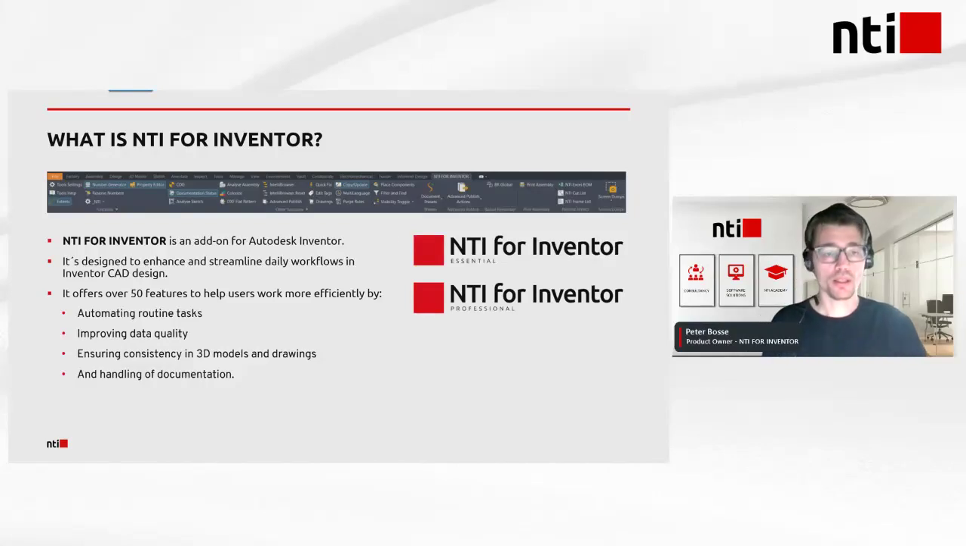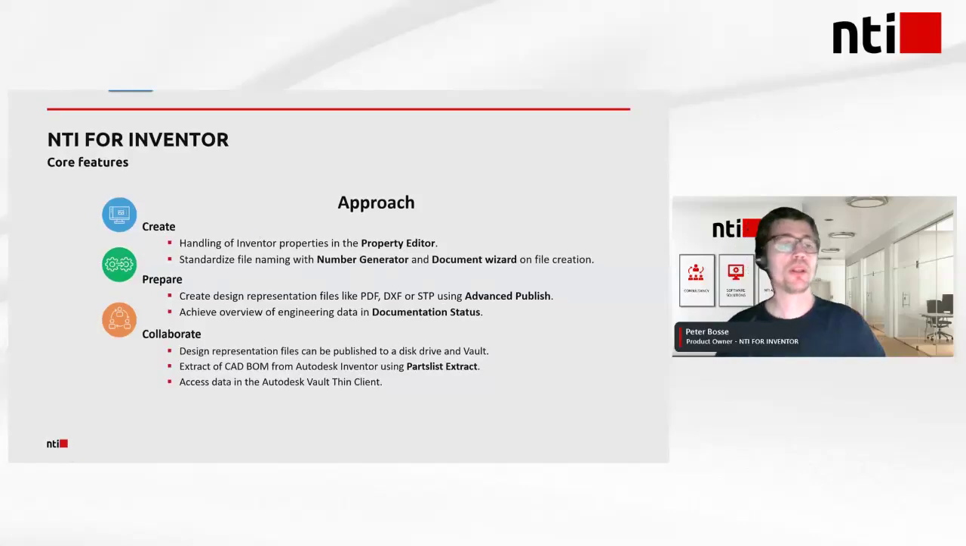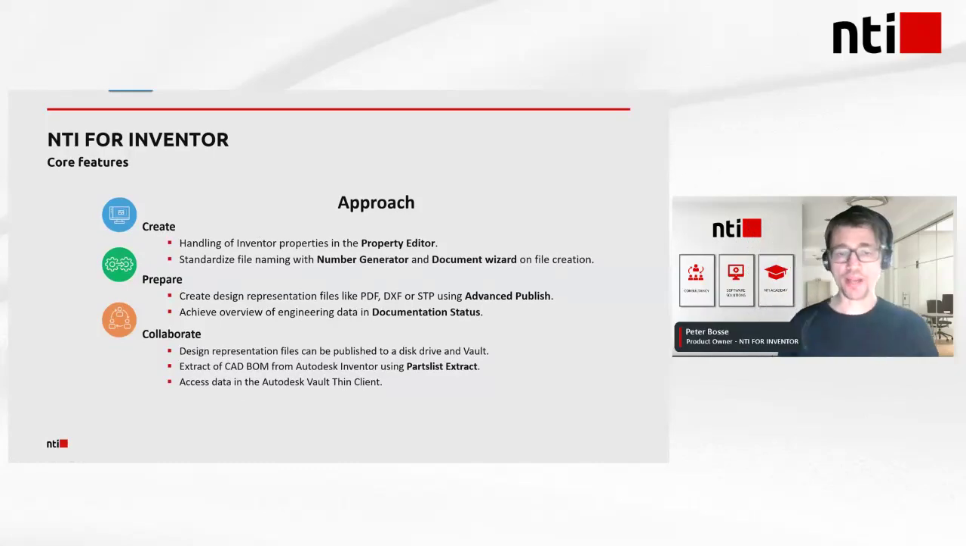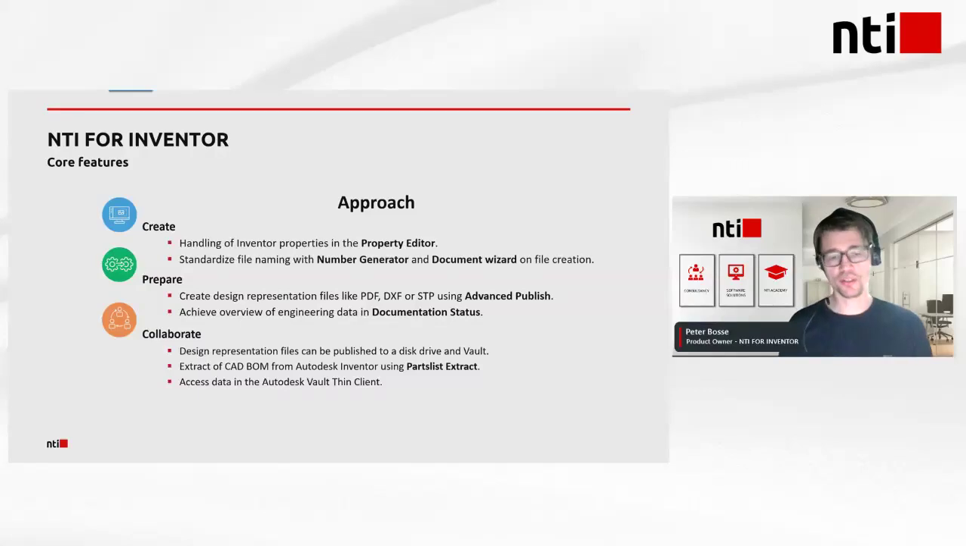If I hit the next slide, the core features, we have three approaches. We have an approach called create, where we are creating all the data, all the information that we are putting into the Inventor file to enrich it. We have a number generator to ensure that you have consistent number generation, that you avoid duplicates and so on.